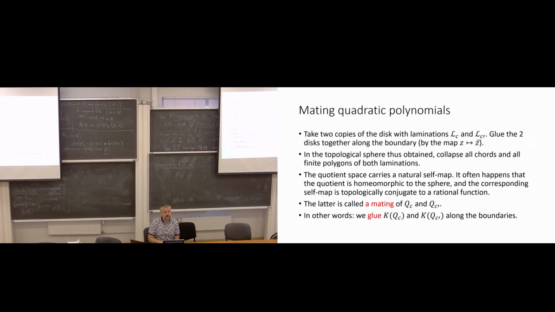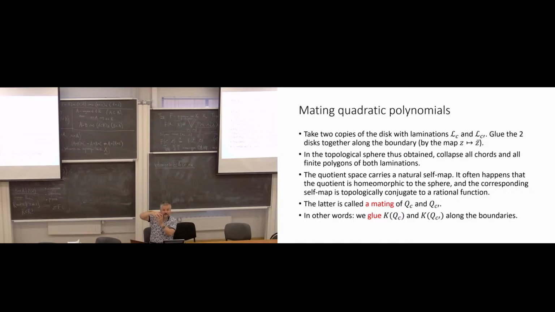Right? So what you can do is the following. You take two copies of the unit disk and put a lamination in each copy, one lamination for the first polynomial, another lamination for the second polynomial. Okay? You glue the two copies of the disk along the boundary using the map z goes to z conjugate. It's this map that allows you to glue a sphere out of two disks.